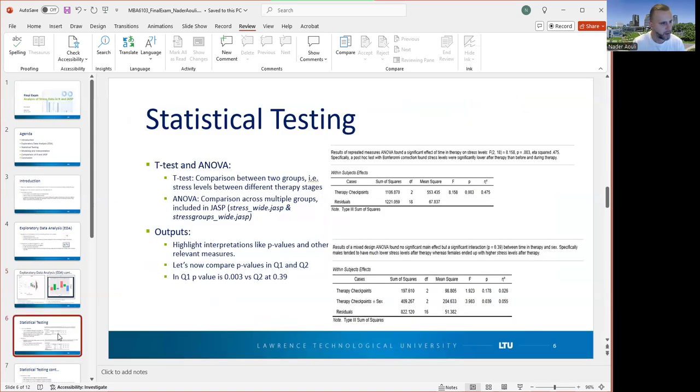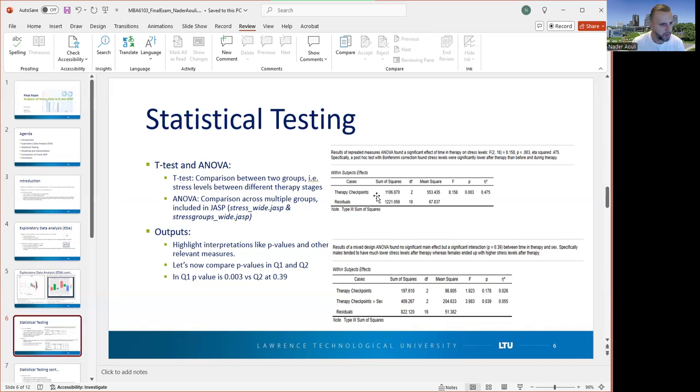Next, we're going to talk about the statistical testing. So using the t-test and ANOVA, the t-test compares two different groups, for example, the stress levels between the different therapy stages. And ANOVA compares across multiple groups included in JASP. Again, there were two files that were given to us in JASP. The first one, the stress wide JASP, and then the stress groups wide.